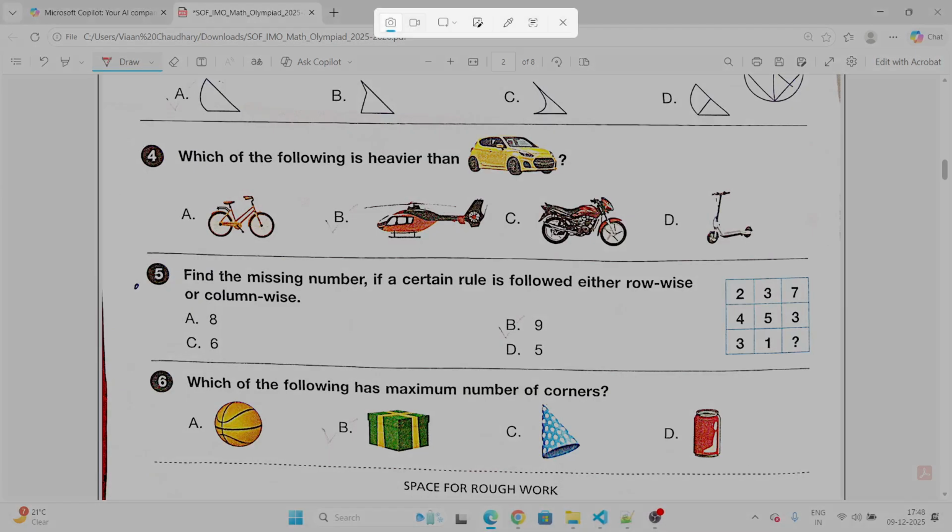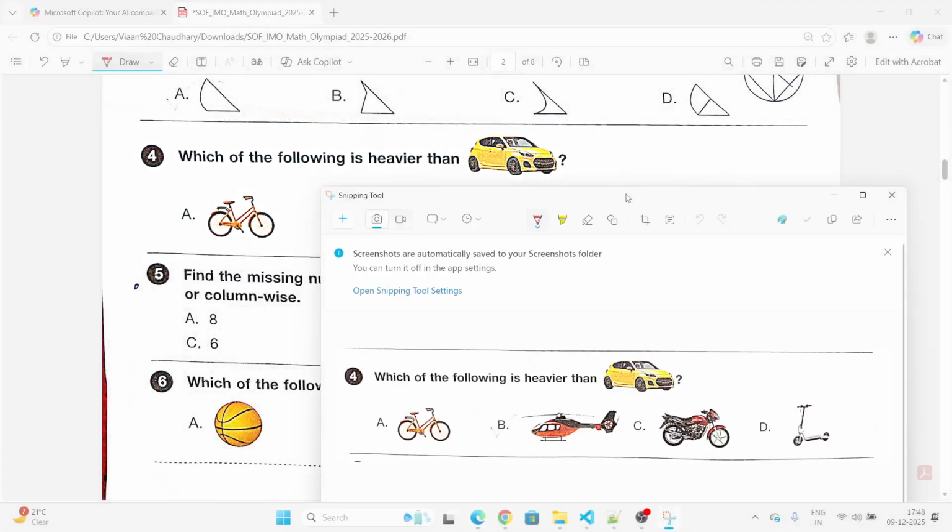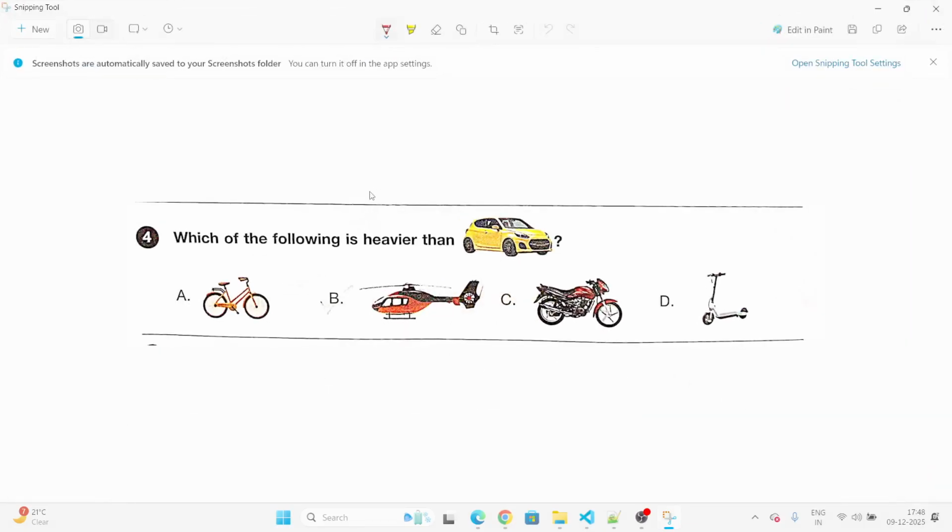Now we have the fourth question, which should be simple. We have to just tell which of the following is heavier than the car. We can check option A, cycle. I don't think so. It's not heavier than the car, right? So we can move to option B. Oh, it's a helicopter. So we can say a helicopter is heavier than the car. So the answer should be B. I hope you understand this one.